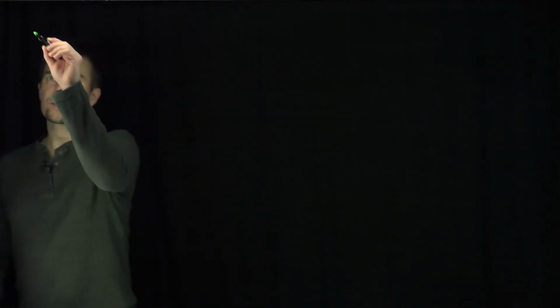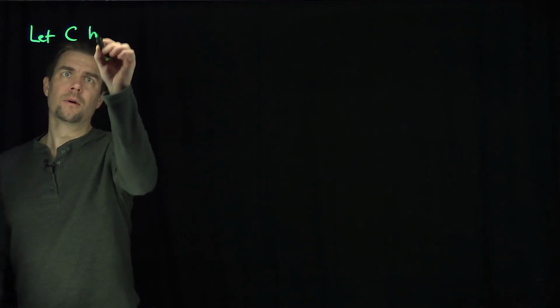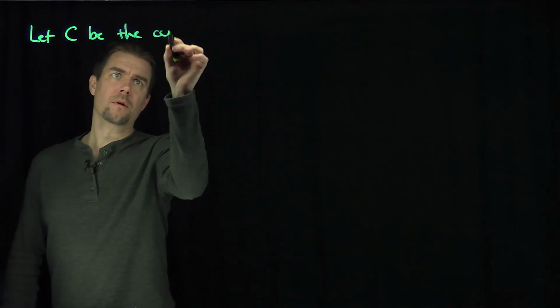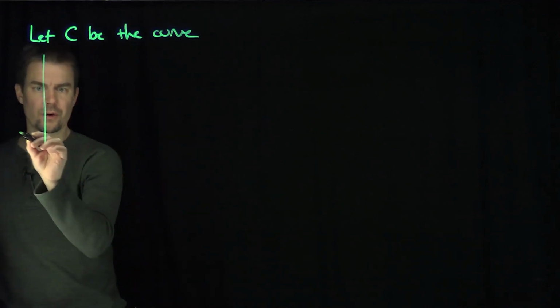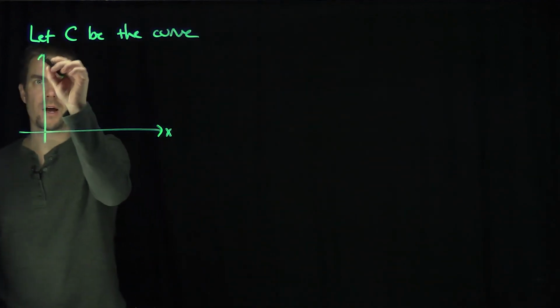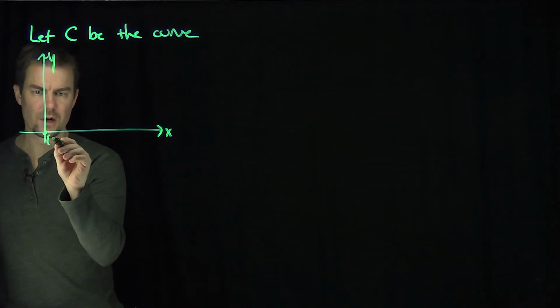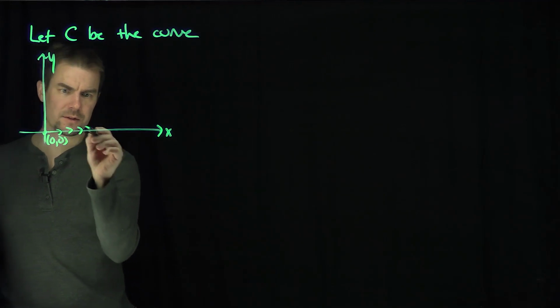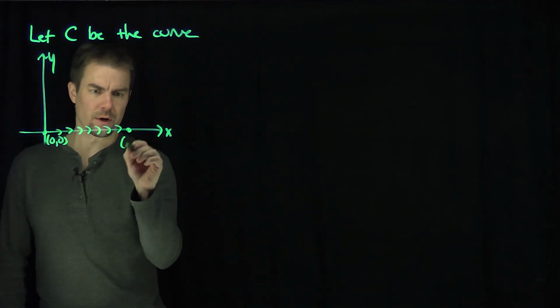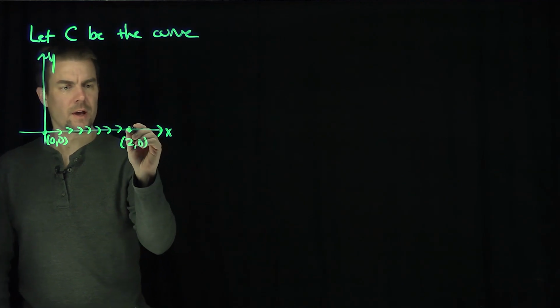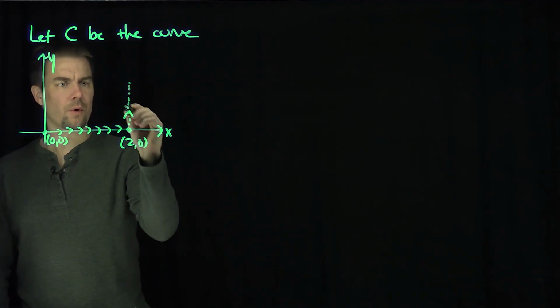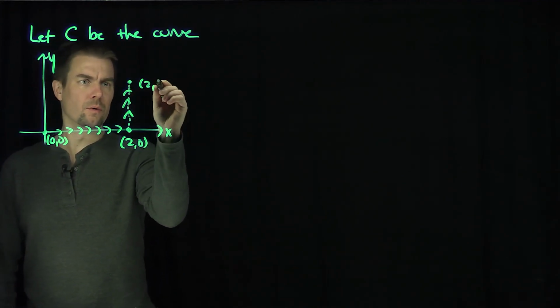Hello students, in this video we'll use Green's theorem to find the flow of a vector field over a certain curve. Let's let C be the curve. I'm just going to draw it out over here. There's the x-axis, there's the y-axis. I'm going to go from 0, 0 along the x-axis all the way over to this point, 2, 0. And then I'm going to go up to this point, 2, 1.